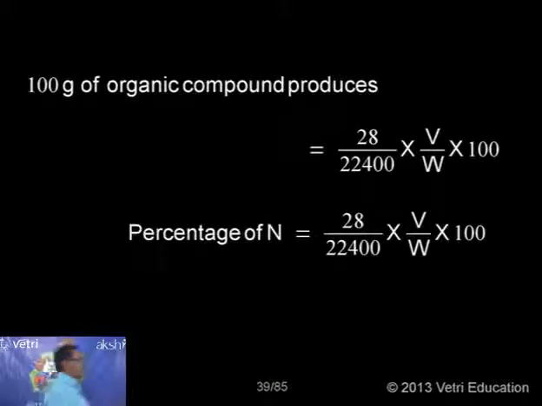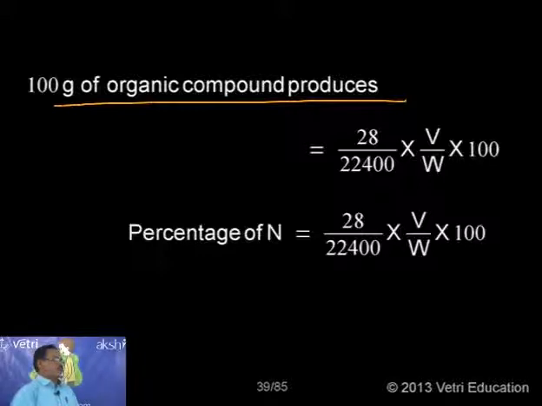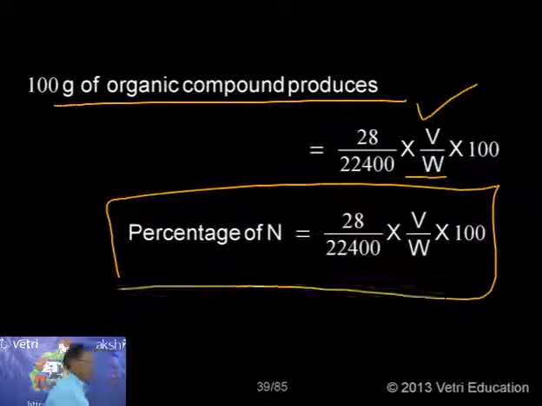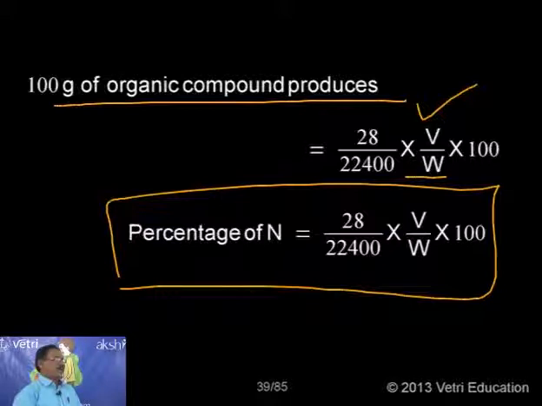For 100 grams of organic compound, it produces 28 divided by 22,400 into V divided by W into 100. So V is the volume at NTP, W is the weight of organic substance used. So that is nothing but percentage of nitrogen is equal to 28 divided by 22,400 into V by W into 100. This will give the percentage of nitrogen.